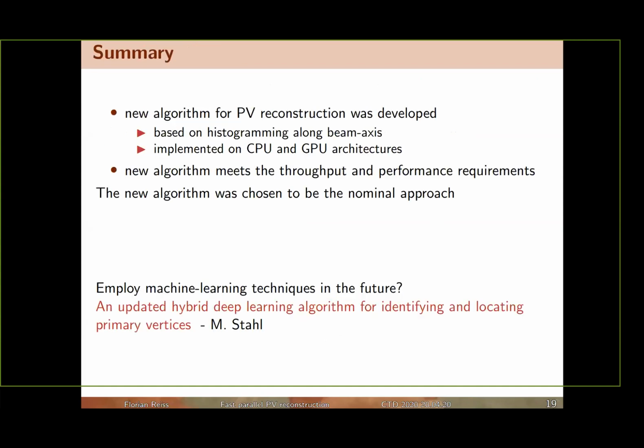And yeah, this brings me already to the end. So to summarize, a new algorithm for PV reconstruction was developed based on a histogramming approach along the beam axis, and it was implemented on CPU and GPU architectures. And this algorithm meets the throughput and physics performance requirements in both cases, so for the CPU and GPU, and was thus chosen to be the nominal approach.